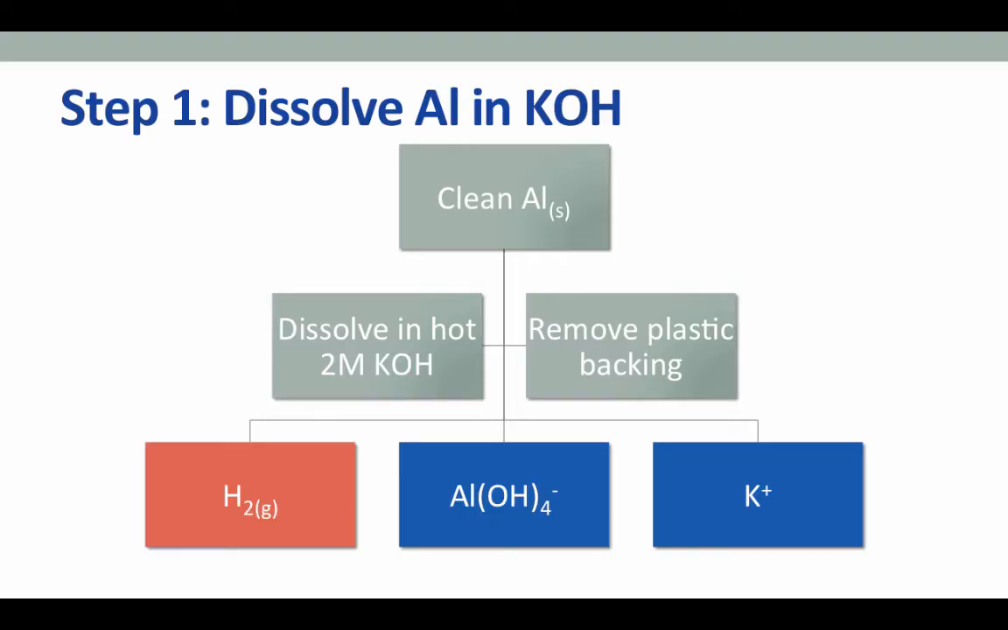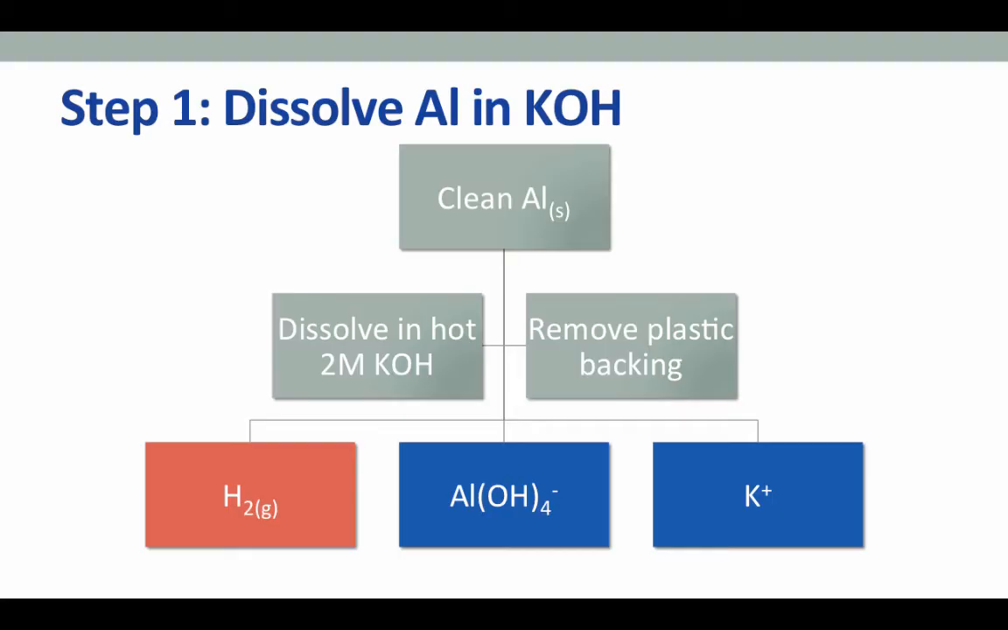You're going to begin with clean aluminum. This is either some aluminum foil that's provided by the stockroom or a piece of pop can that you would need to scour with steel wool at the beginning of the experiment. Either way, we're beginning with our sample of clean aluminum, and then we're going to dissolve it in hot 2 molar potassium hydroxide. If we were using a piece of soda can, we would need to remove the plastic backing at this point. However, if we are using aluminum foil, we do not need this step.